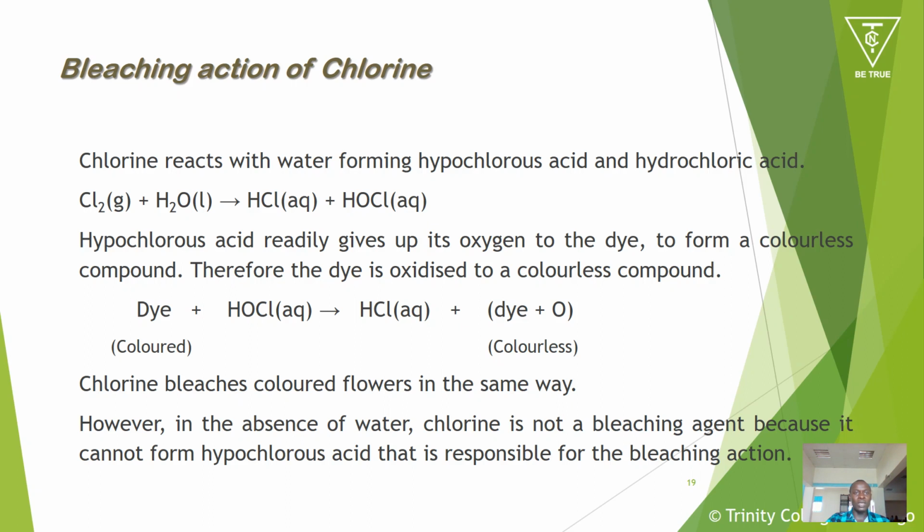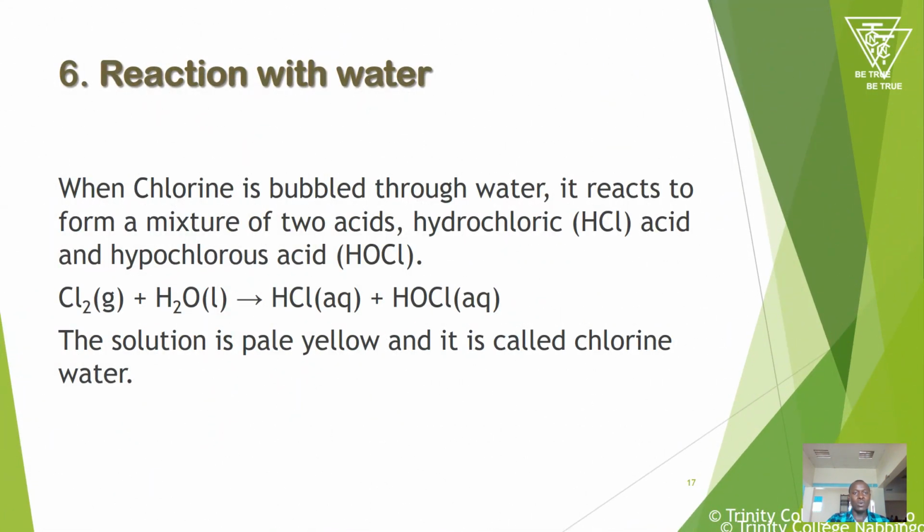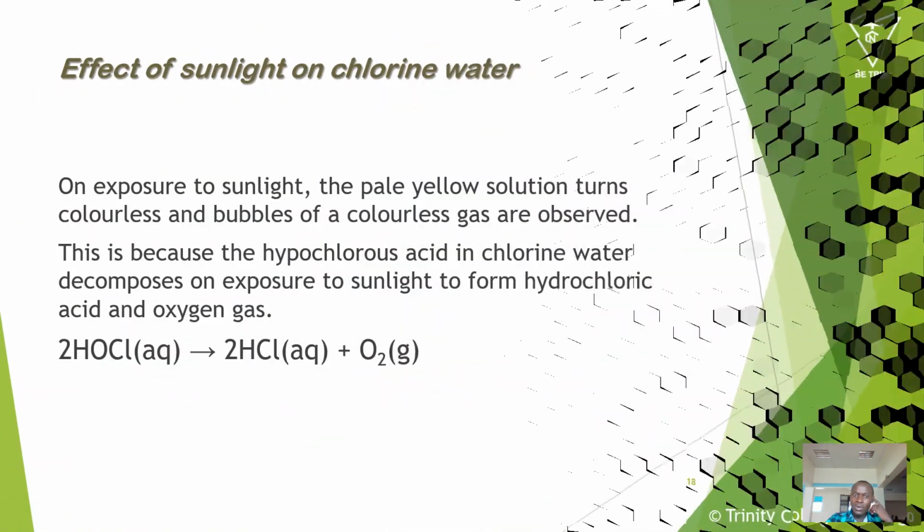What happens when we expose chlorine water to sunlight? Because we have already seen chlorine in water forms hypochlorous acid and hydrochloric acid. The mixture of chlorine and water is what we call chlorine water. So what happens when we expose chlorine water to the sunlight? Some reaction takes place, as we are going to see.